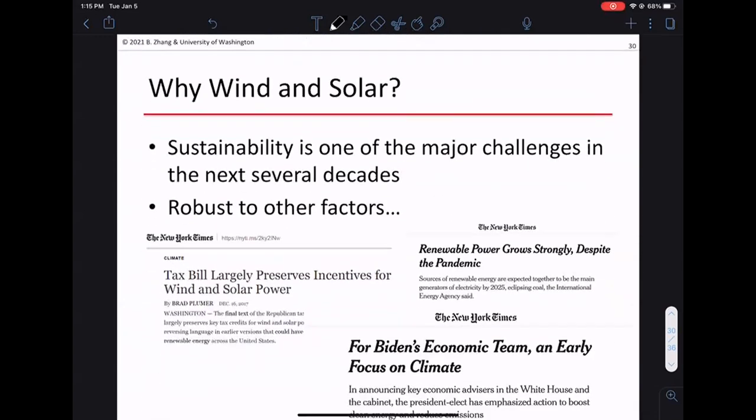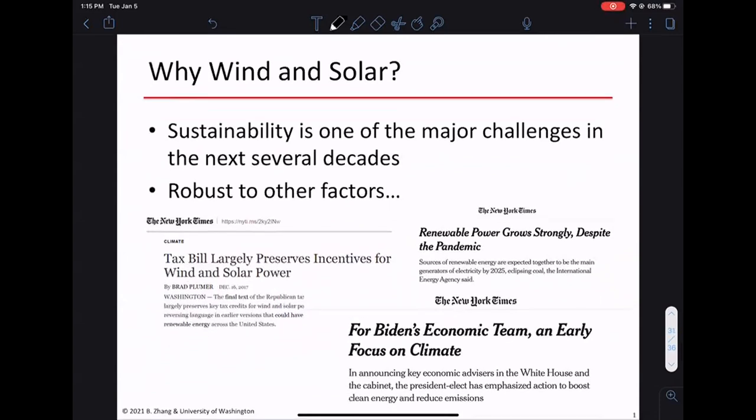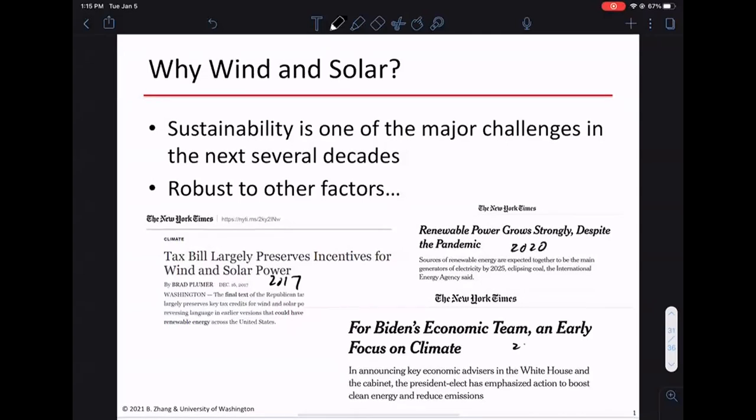So why wind and solar? If you're taking this class, you don't need to be convinced, right? Sustainability is important, and also clean energy is quite robust as an industry. These are three newspaper titles, from 2017, 2020, and of course 2020. For the last 4 years, clean energy has really been booming, regardless of whatever political climate we may be in. It's doing quite well.